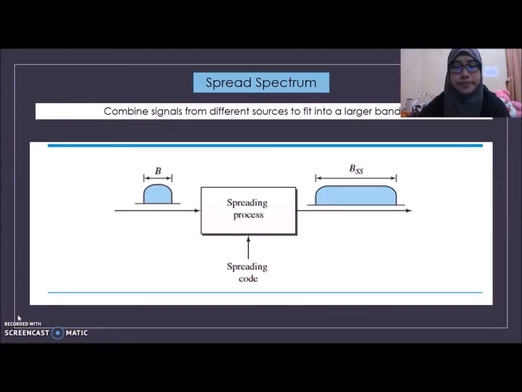Spread spectrum. Spread spectrum is combining signals from different sources to fit into a larger bandwidth. It is also designed to be used in wireless applications such as LANs and WANs. And in this type of application, we have some concerns that outweigh bandwidth efficiency.